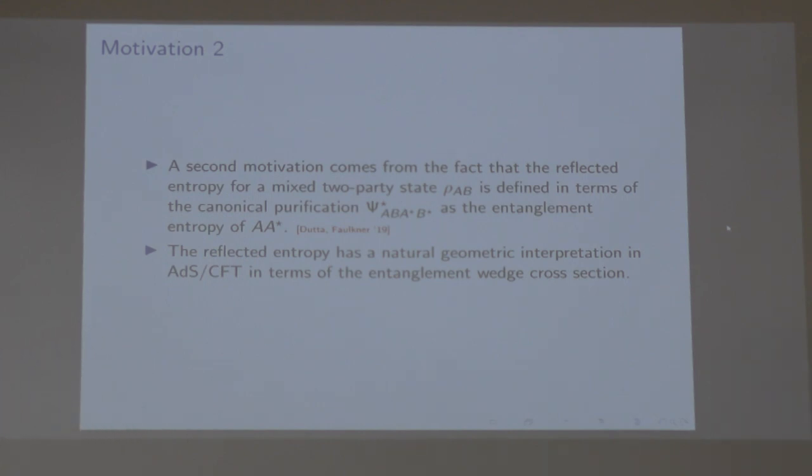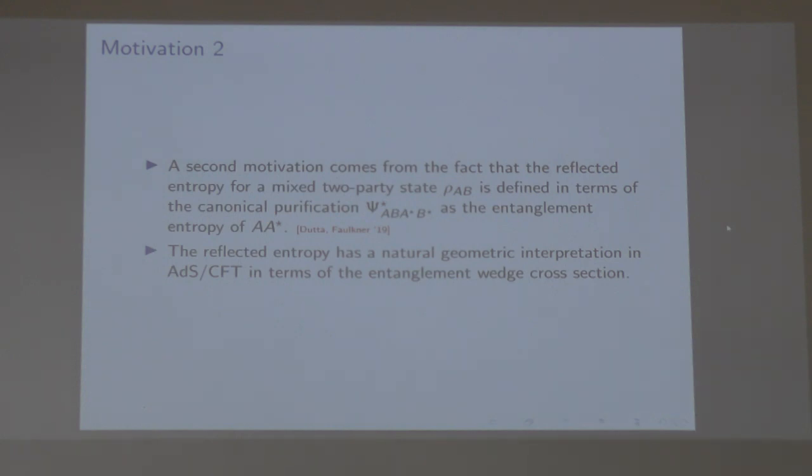Now, a second motivation comes from the fact that there is this interesting quantity called the reflected entropy, which was defined and studied in this paper by Dutta and Faulkner. The reflected entropy is defined as follows. Given a mixed state on two parties rho AB, first of all, one constructs the canonical purification of rho AB. I'm going to call that psi star AB A star B star. Then one computes the entanglement entropy in this canonical purification for the subset AA star. This is what's called the reflected entropy.